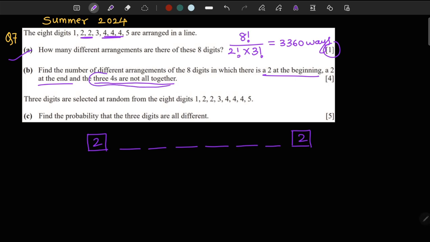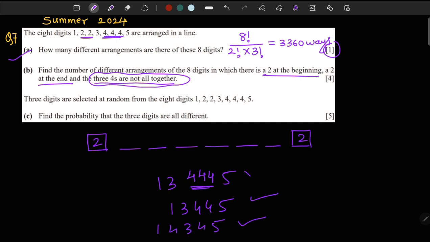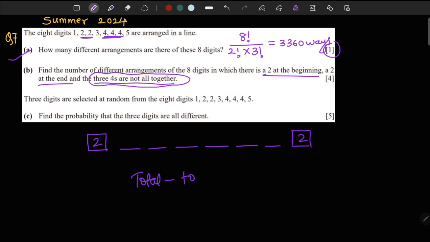Next consideration is that the 4s are not all together. What is the meaning of that? We are looking for arrangements wherein the three 4s are not all together. But we can have a possibility where 1, 3, 4, 4, 5 is fine, or 1, 4, 3, 4, 5 is fine. Only the possibilities where 4s are all together shouldn't be considered. So to solve this, we will find total minus together. We find the total number of ways and the ways in which these three are together, we subtract them and we get the required answer.